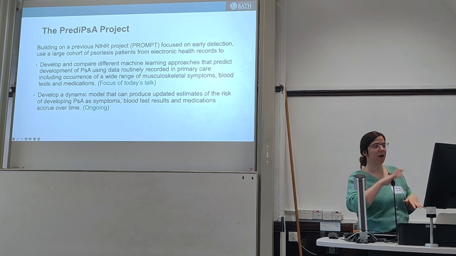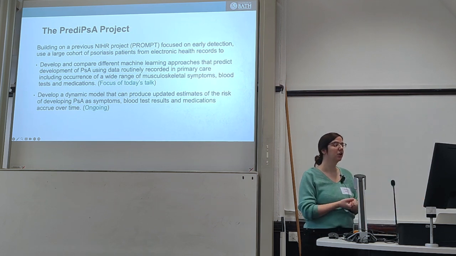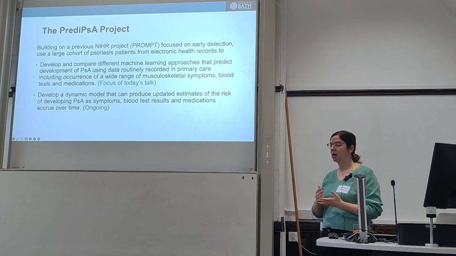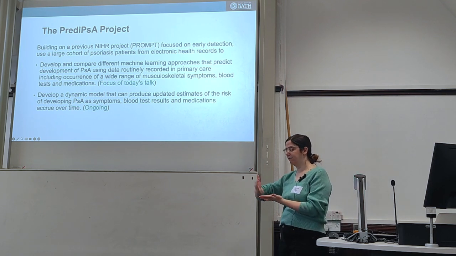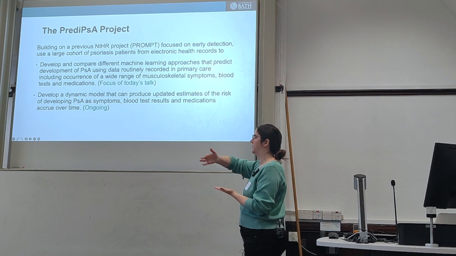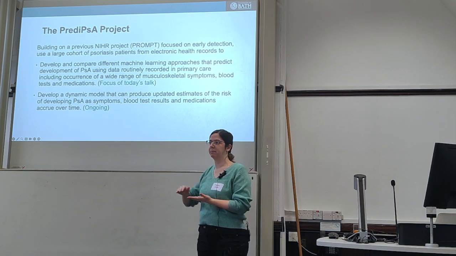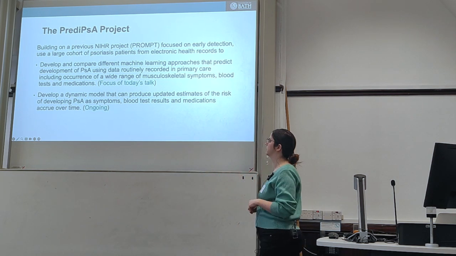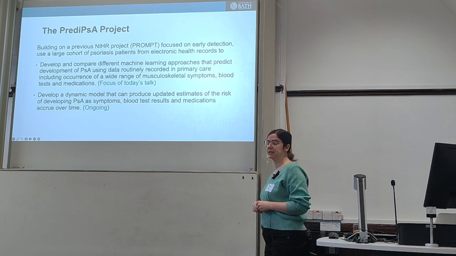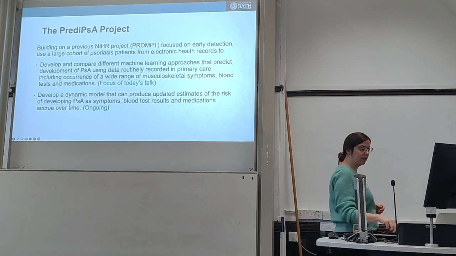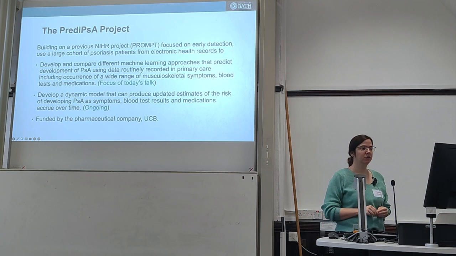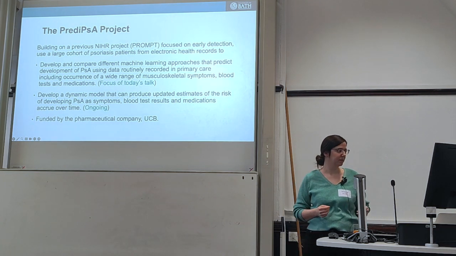And then our follow-up work that's ongoing is to develop a dynamic model. So this is, as you accrue more information over time, being able to update predictions of people's chances of making this transition from psoriasis to psoriatic arthritis. And this particular piece of research is funded by a pharmaceutical company called UCB.